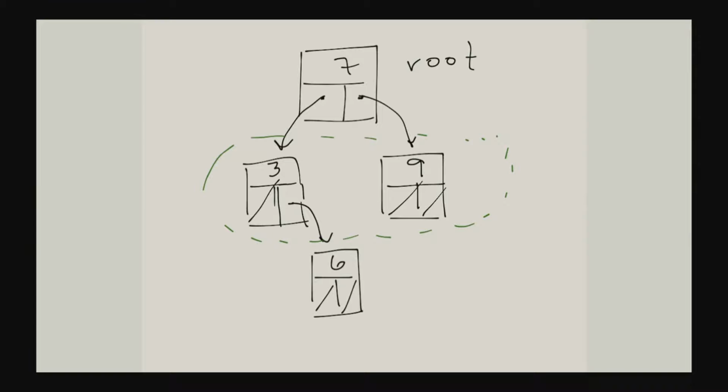For 7 to have siblings, there would have to be a node above 7. There'd have to be a parent of 7, in which case 7 would no longer be the root of the tree. And then that new parent of 7 would also have to have a child, and that child would then be the sibling of 7. All right, moving on.